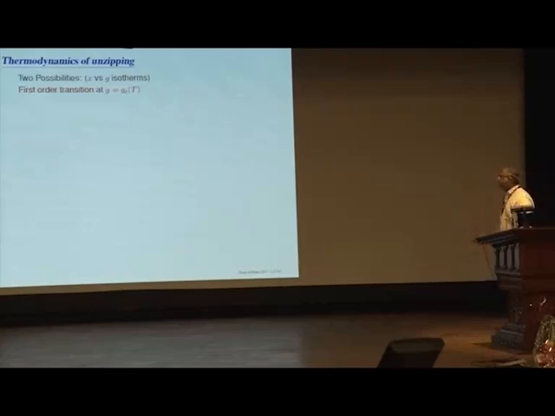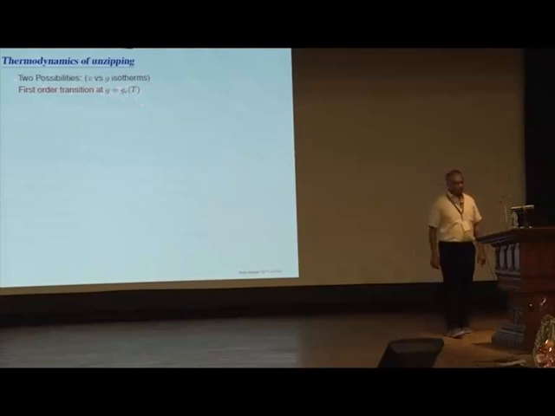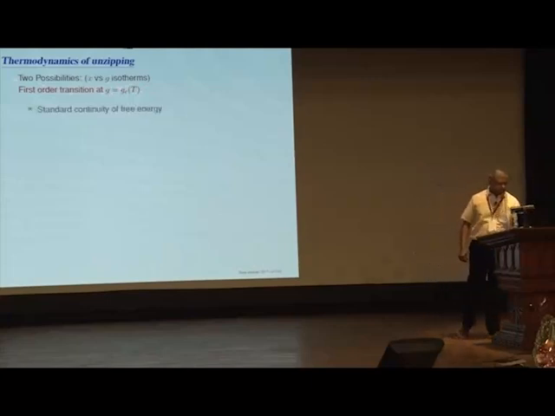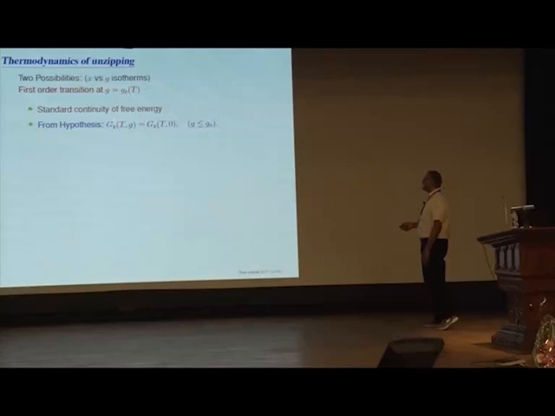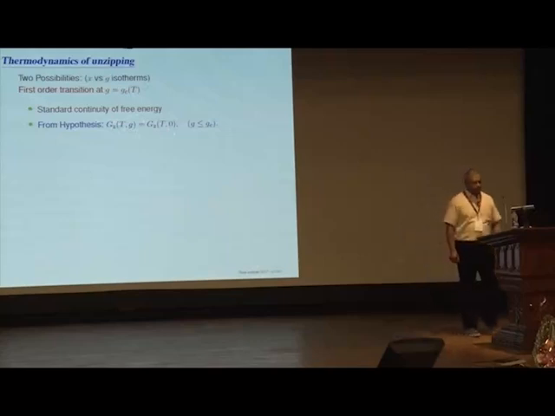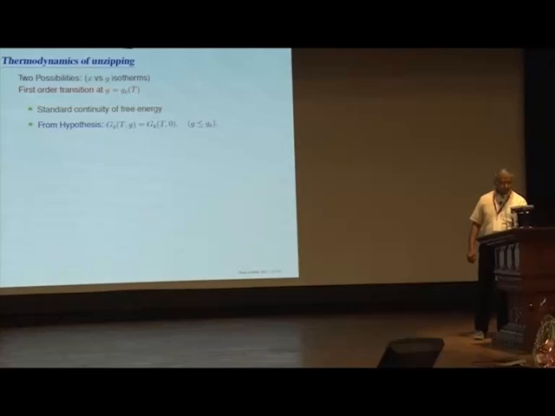So for the first order transition, what we assume is that there is a first order transition at a temperature-dependent force Gc(T). T is of course less than the melting point, so that the system is bound to start with. And the standard continuity of free energy is expected when we are at this transition point. And then our hypothesis tells us that if I have this force G, then the free energy of this double-stranded molecule at force G should be equal to the free energy of the double-stranded DNA at zero force at that particular temperature, and G is of course less than Gc.